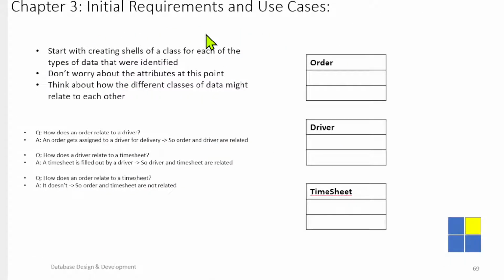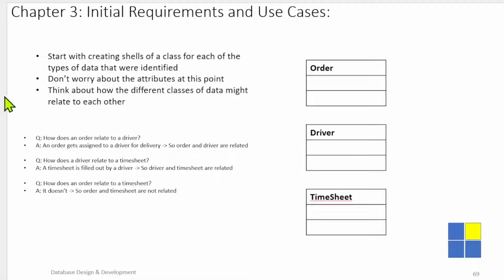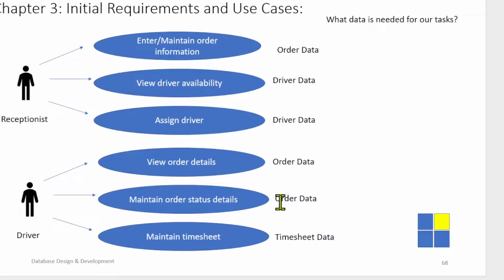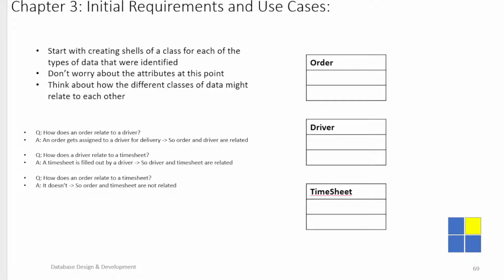And we can start by creating shells of each of the tables for the classes we're going to have. And as we went back here, remember we had the three classes: order data, driver data, and timesheet data, which I promise you in the real world is going to evolve into much more than three tables, but just from this thought experiment, we'll stay with three tables. Okay, so we create the shells.